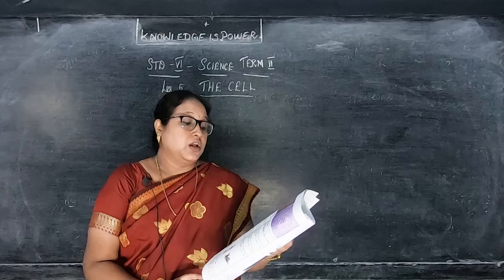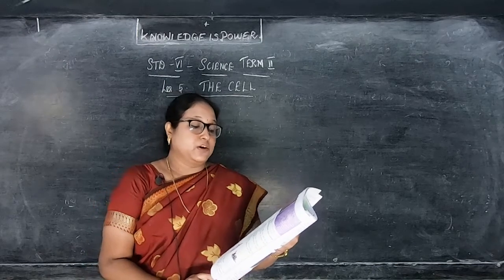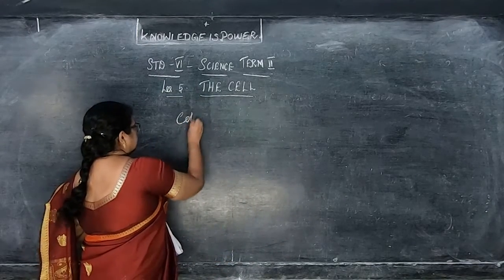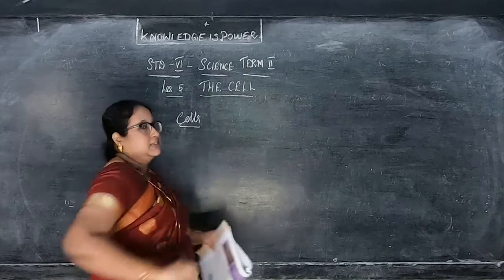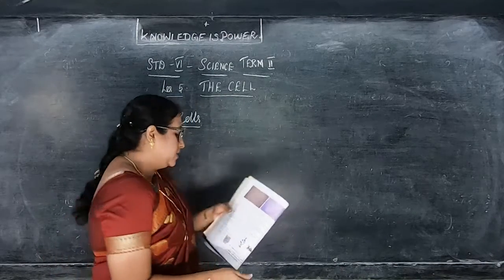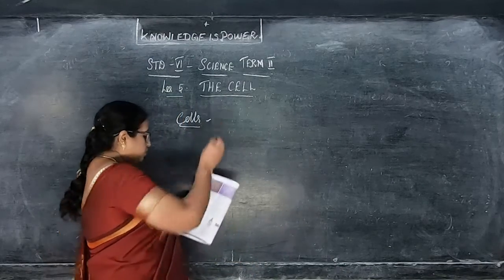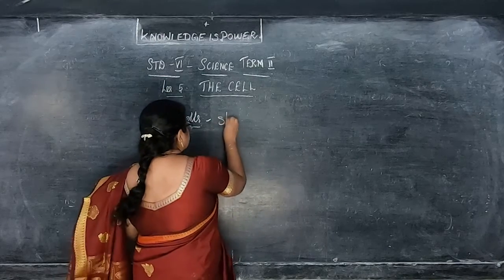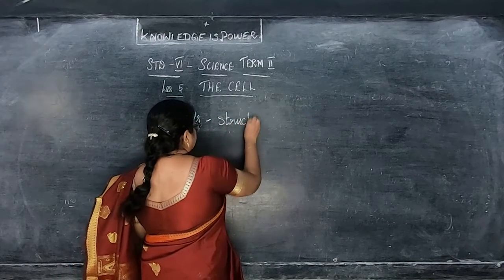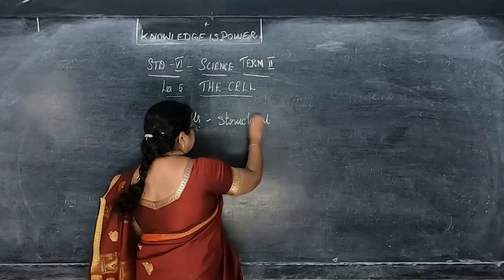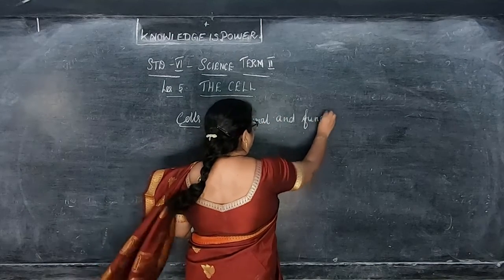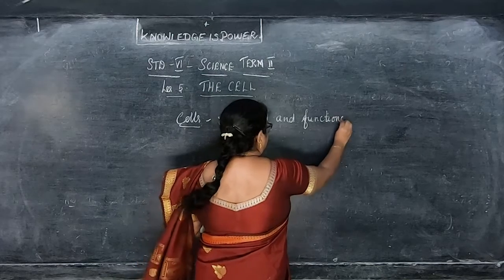Like a brick wall, your body is composed of building blocks, and they are named cells. Same like the brick, you have cells. The cell is nothing but the structural and functional unit of every living organism. What is a cell, children? The structural and functional unit of all living organisms.